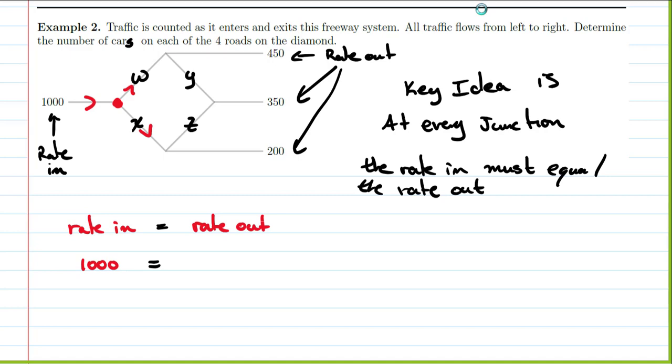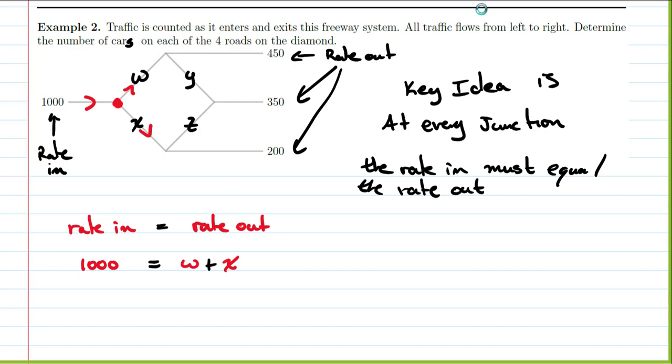W went up plus the number of cars that went down, which is X. So these cars can't disappear, right? So the rate in has to equal the rate out. 1,000 cars went in. I don't know how many went up, and I don't know how many went down, but that's why we gave them variables, right? So it's W plus X.